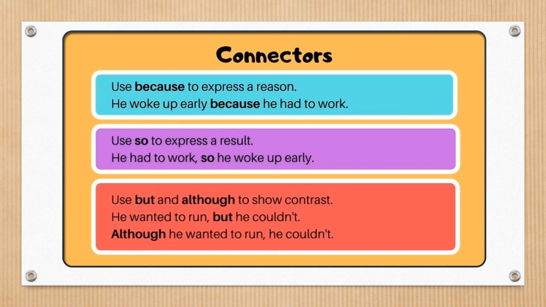Although he wanted to run, he couldn't. Important to remember, when we write but in this way, we have to write a comma before but. If although is at the beginning of a sentence, we have to write a comma before the second idea. Those are important punctuation rules that we have to have in mind, especially because we normally write stories or anecdotes or things that happen to us. So we have to be careful, not only when speaking, but also when writing.